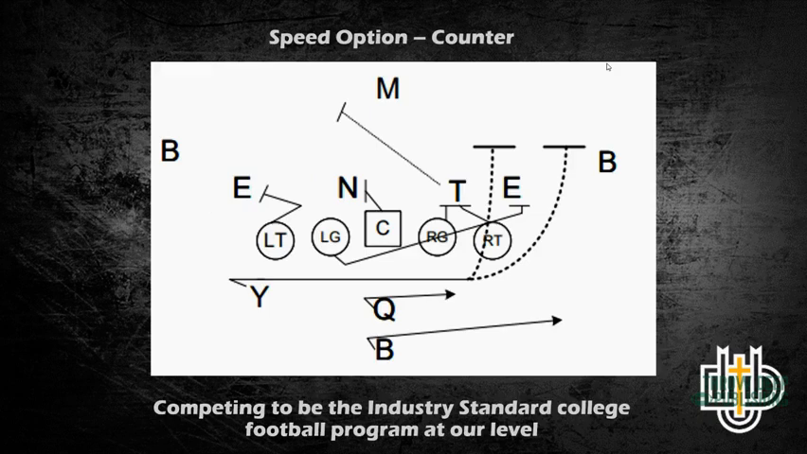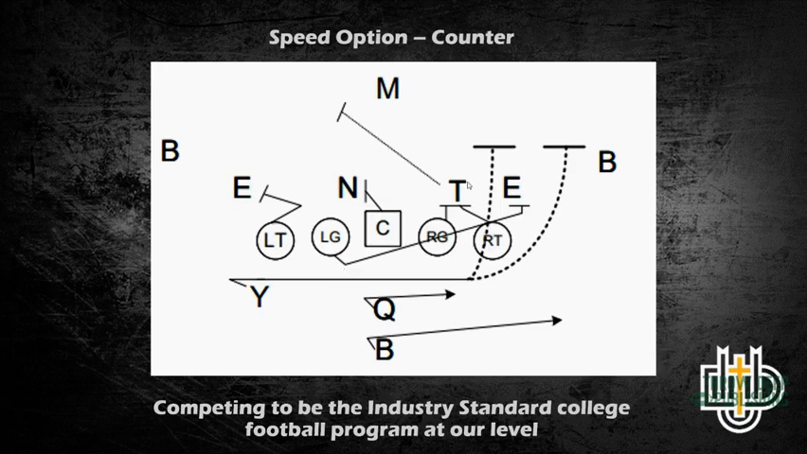category is our speed option counter. In this play, you're going to use your typical counter blocking schemes. If you run counter of any kind, on this diagram here, the right side will double down in the B gap to the backside linebacker. Your center will block back. Your left guard is a pull, and he performs what we call a kick out log.